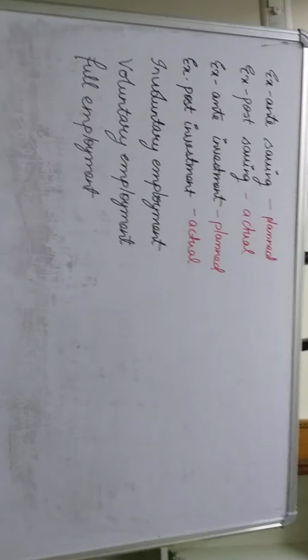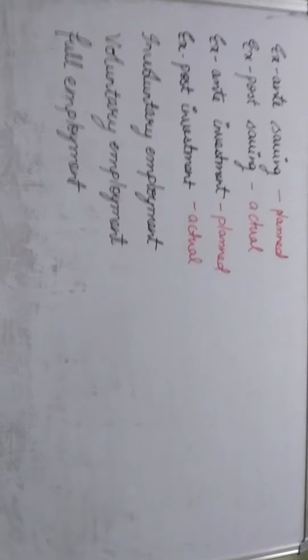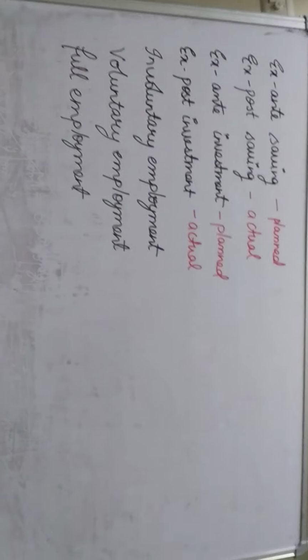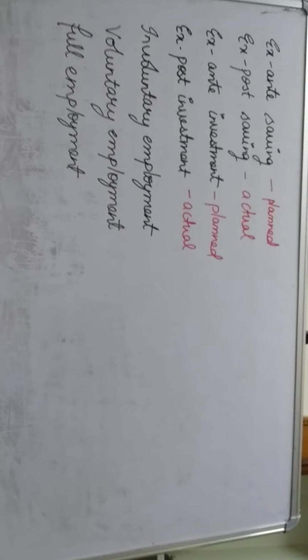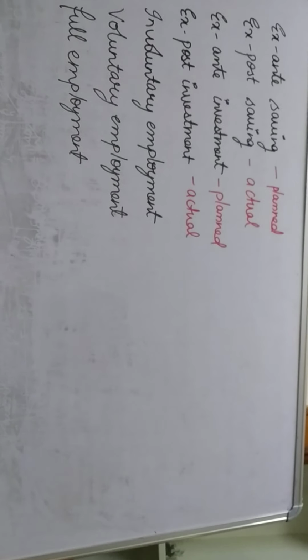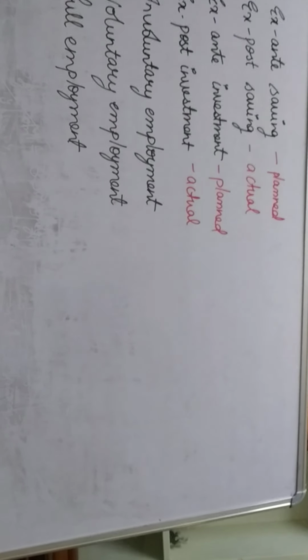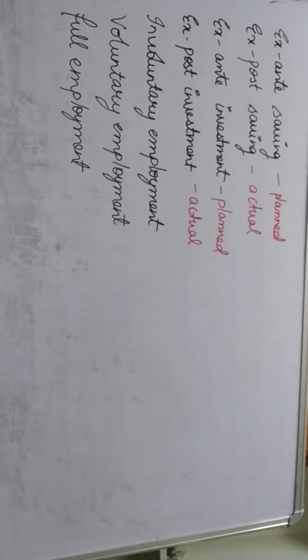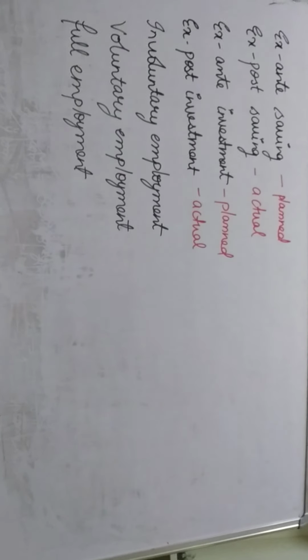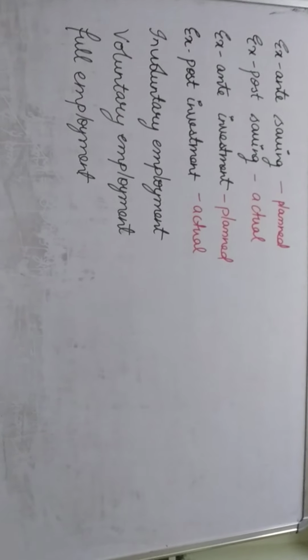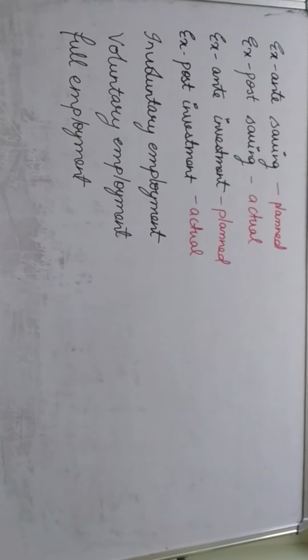Now after that few definitions are there in this chapter. First of all, ex ante saving. Ex ante savings are those savings that the savers in the economy plan, or are planning to save, at the different levels of income during a given period. That means this type of saving is planned by the economy in a given period of time.